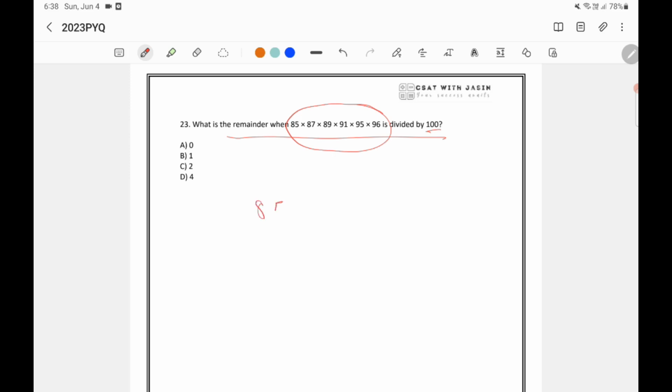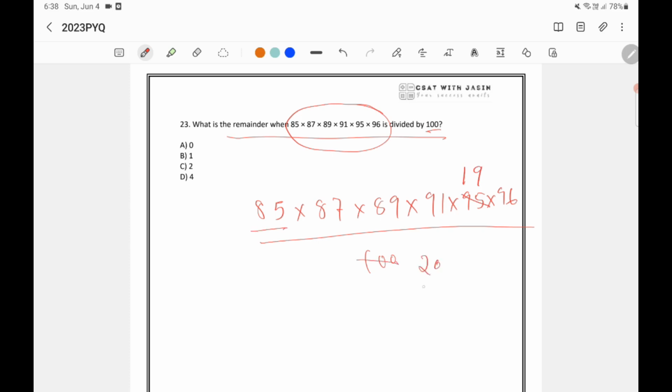So here 85 into 87 into 89 into 91 into 95 into 96 by 100. So just try to simplify this one by cancelling out the same number in both numerator and denominator. So here I can cancel this by 5. So if I cancel this by 5, it will become 90. Here if I cancel by 5, it will become 20. Again here there is a 5 and here there is a 5. I can cancel by 5. So it will become 17 here if I cancel by 5. Here it will become 4.